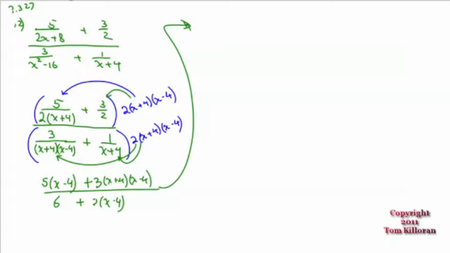All right, distribute. 5x minus 20. Now this right here, the x plus 4 and x minus 4, we know that multiplies together to give us x squared minus 16. So then we just have to multiply that by 3. So we're going to get 3x squared.